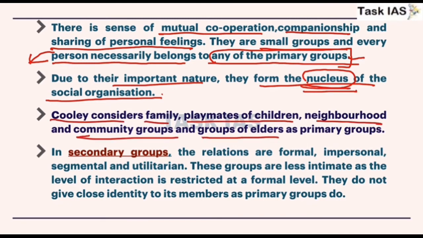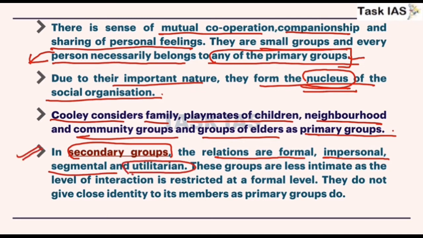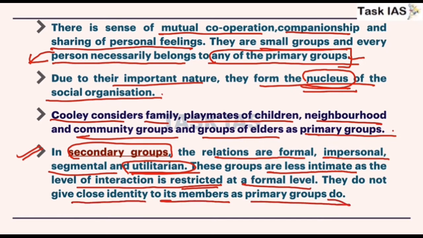Now in secondary groups, the relations are more formal, impersonal, segmental and utilitarian. In secondary groups, one of the important characteristics is that they have utility. So now people come and form a group to fulfill their needs, and as these needs are fulfilled, there is no obligation to continue that social group. These groups are less intimate as the level of interaction is restricted to a formal level. They do not give a close identity to their members as primary groups do. So even caste group or kinship group are primary groups, but secondary groups, you can consider any association which is formed to fulfill any particular needs. That is an example of a secondary group.